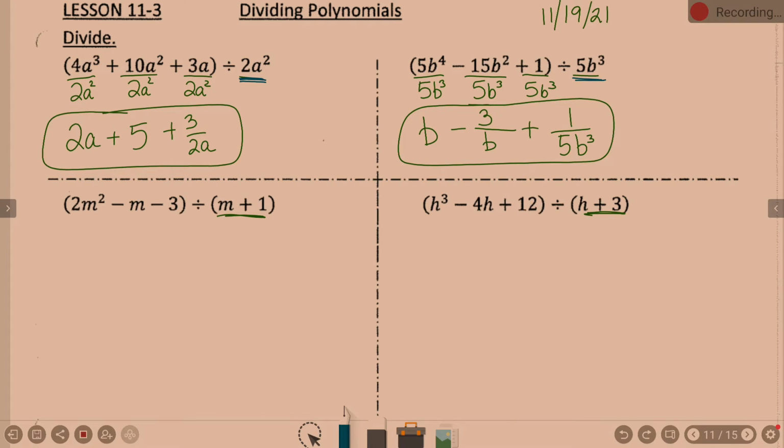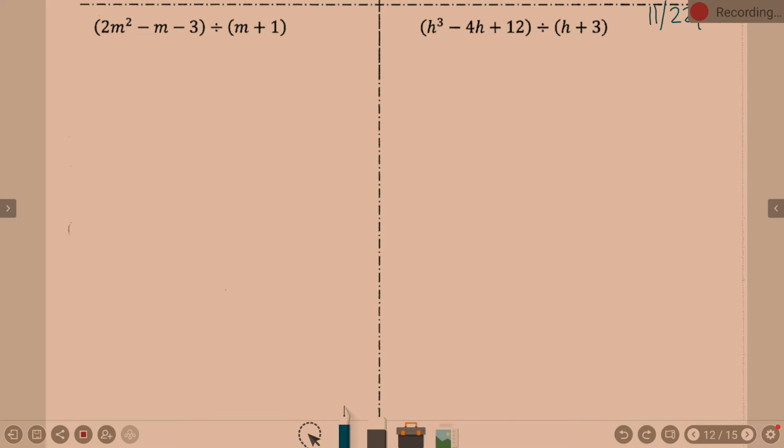What we saved for today, so we didn't have to struggle with it on Friday, is the long division. So we're going to practice a little bit of long division. I'm going to go to the next page so I have a little bit more room. Now, why are these long division and the others weren't? Because now we're dividing by two terms instead of just one term.